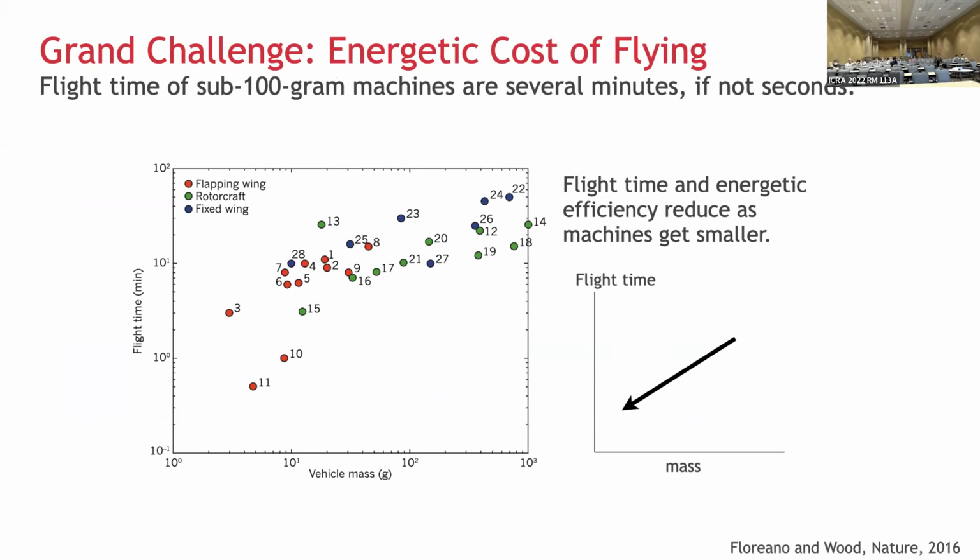Right? And the trend you can see here is very clear. The smaller, the lighter the robots, the shorter the flight time. Right? When you get down to say 10 grams, you can barely fly for a few minutes, and of course below that, you probably don't have power autonomy, so you don't actually have flight time. It's not really a problem for larger robots, and things are getting better, but it's still quite a challenge.